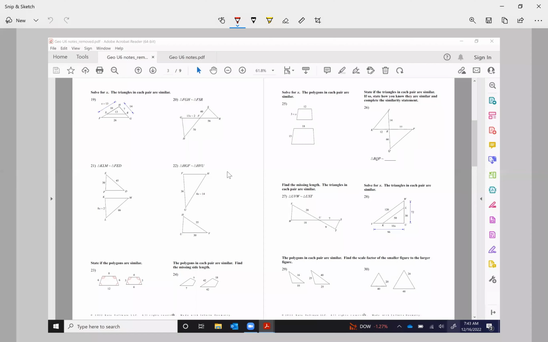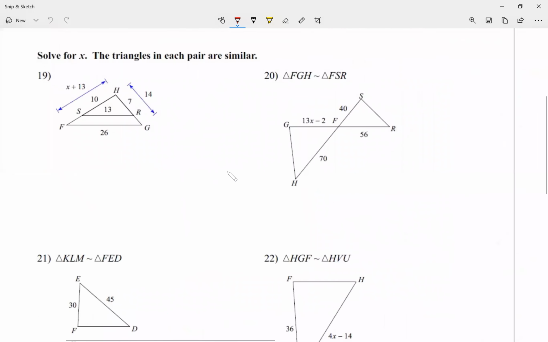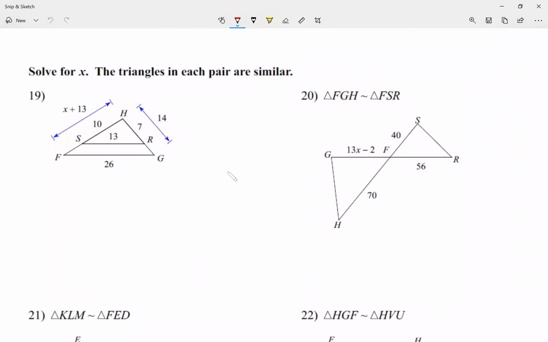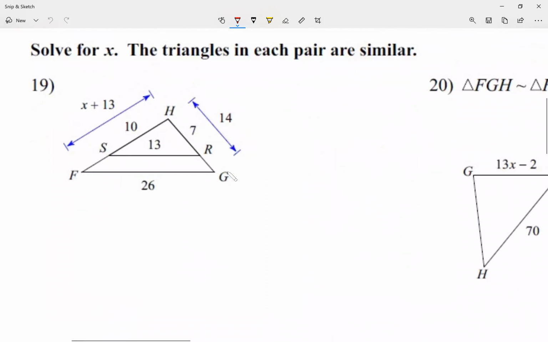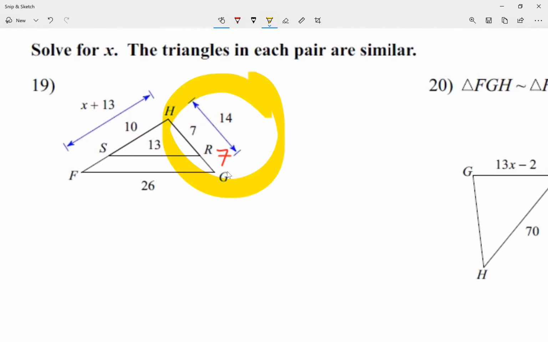Okay, so 19 through 22. Solve for x. The triangles in each pair are similar. Okay, so I'm going to say the measurement RG is 7. My focus was on the side that is all numerical. The big side is 14, a small side is 7, so RG is 7. I might need that 7, I might not. I'm just going to write it there.